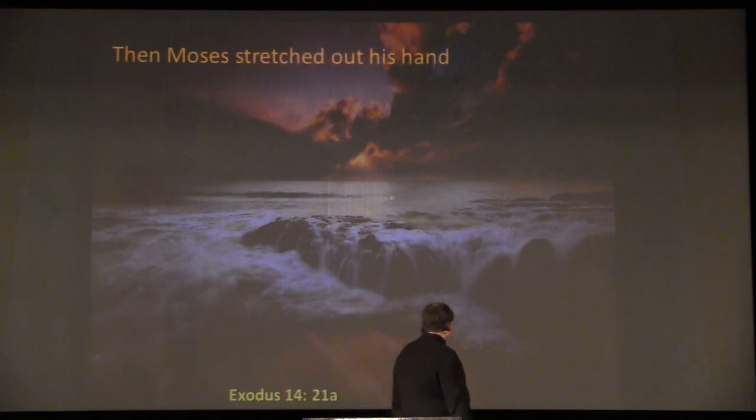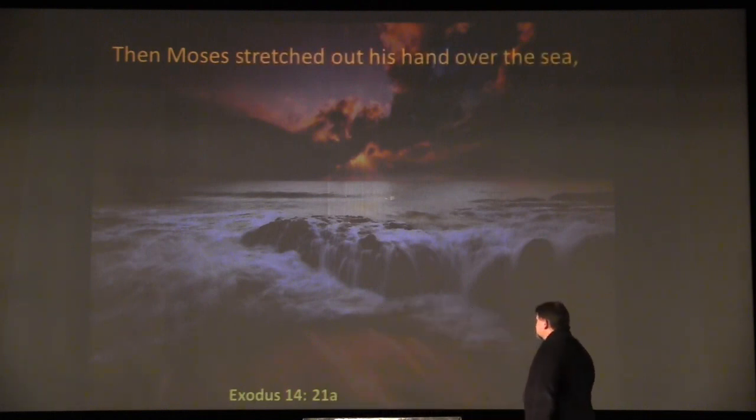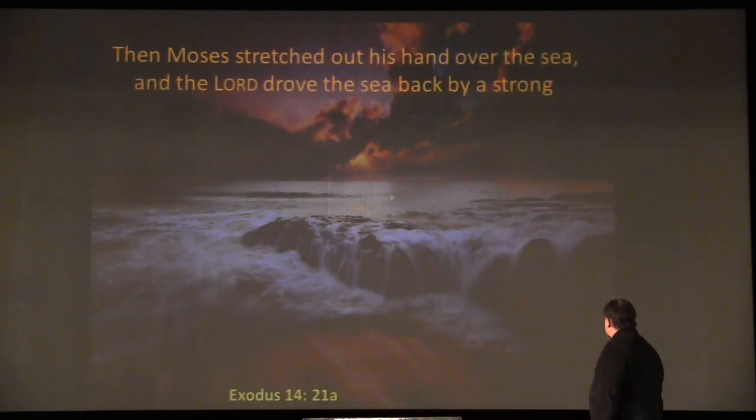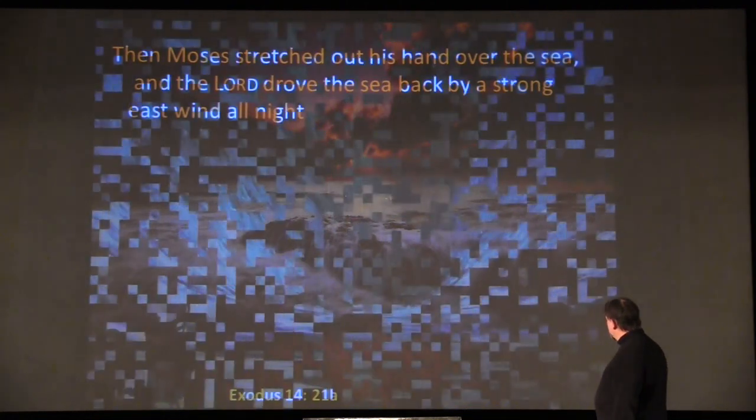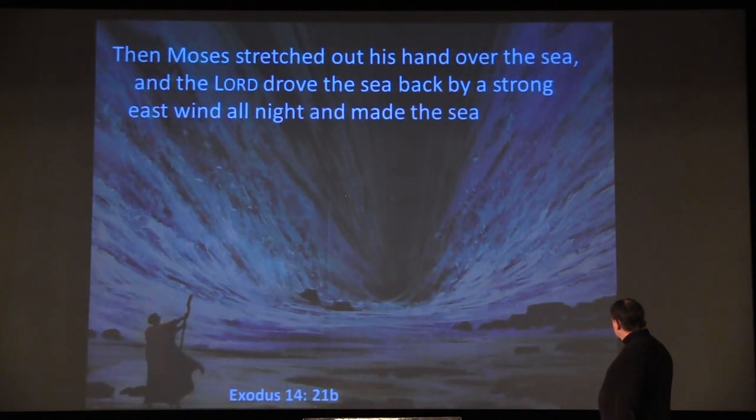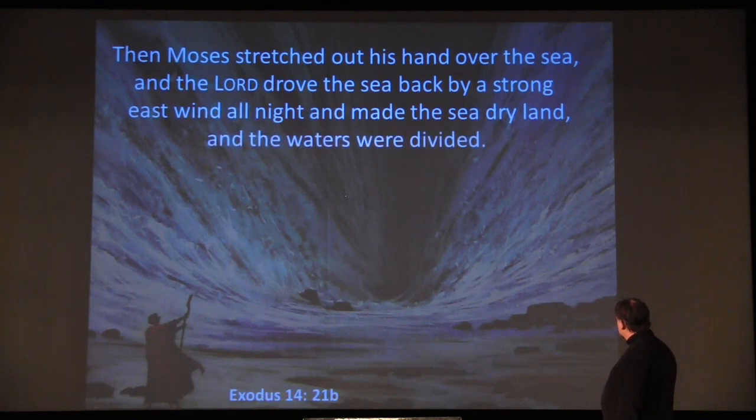Then Moses stretched out his hand over the sea. And the Lord drove back the sea by a strong east wind all night. And he made the sea dry land. And the waters were divided.